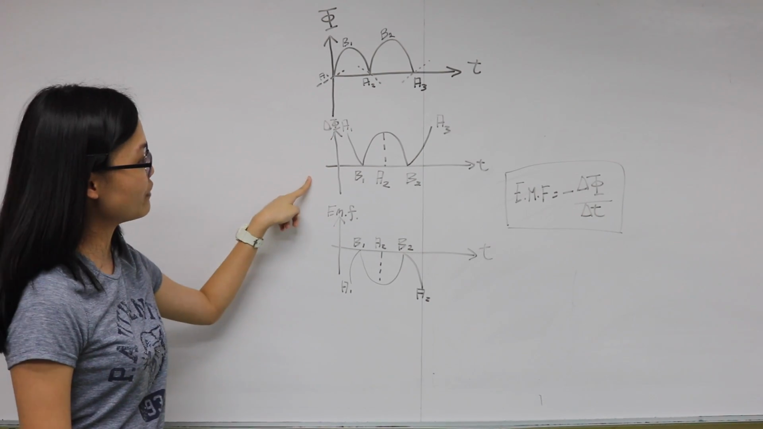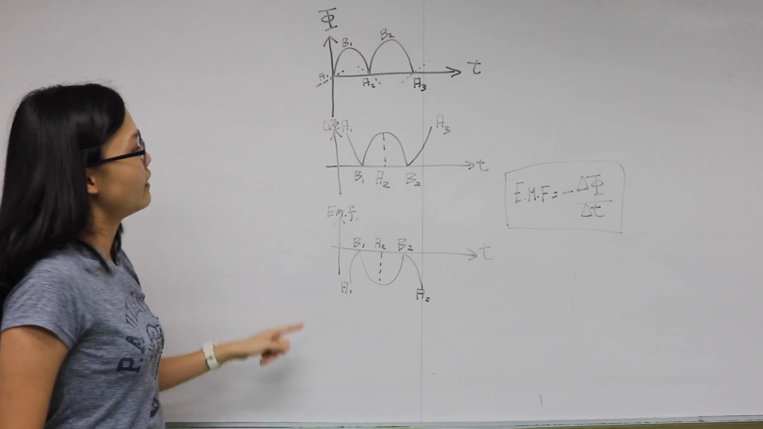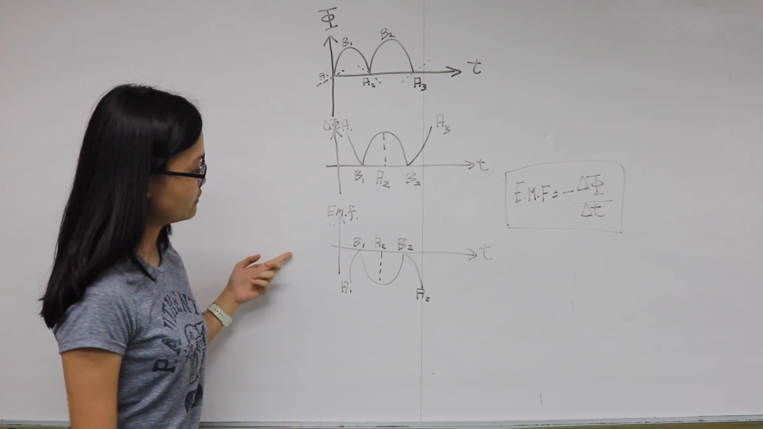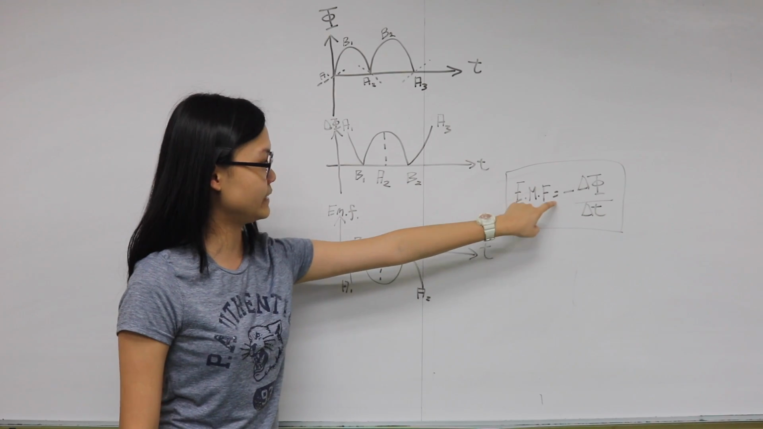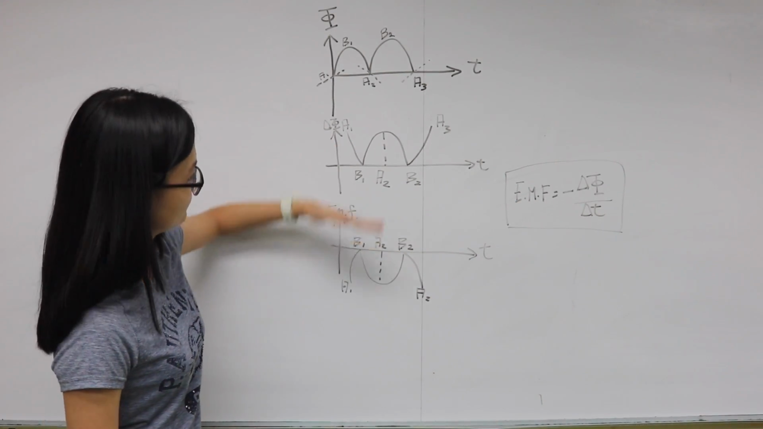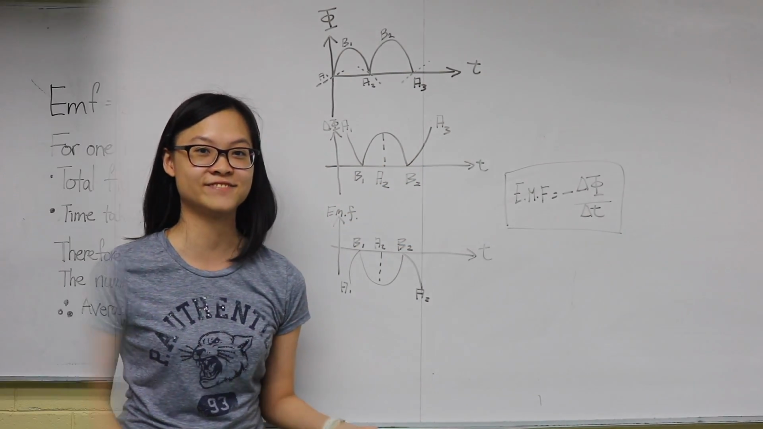For the second graph, it is the derivative of the first graph, and you get something like this. For the third graph, you get EMF against time because of this formula, which is the negative of the second graph, and you will get the opposite side. It's kind of like a reflection. That's all for today. Thank you.